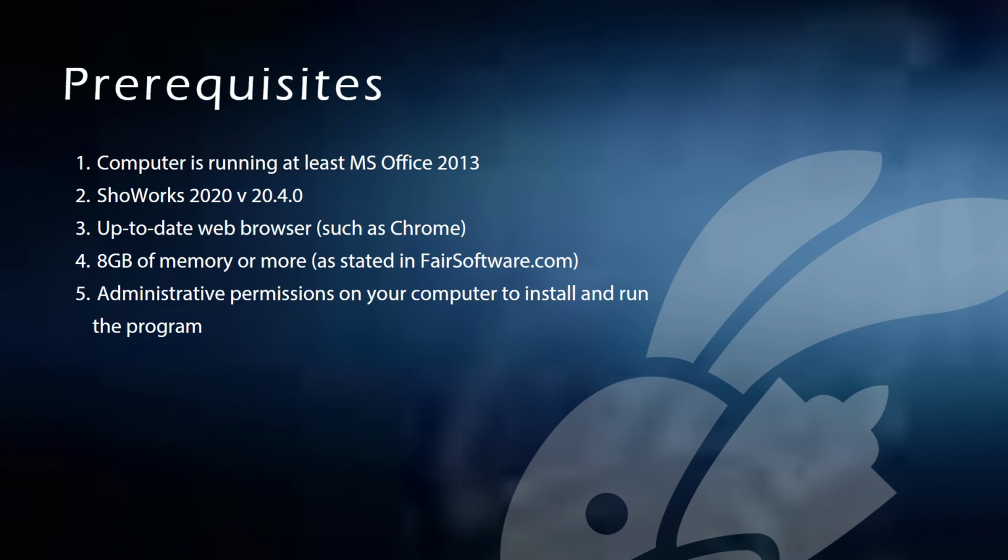Some of the prerequisites that are needed in order to run the program, these need to be in place prior to using the program, prior to downloading the program. You'll need to have a computer that's running at least Microsoft Office 2013. You'll need ShoWorks 2020 version 20.4.0. This version will have the provision auction button under the cloud module in your ShoWorks 2020 fair file. If you do not have that button, you will need to make sure that you update your version to this version. You will also need an up-to-date web browser.